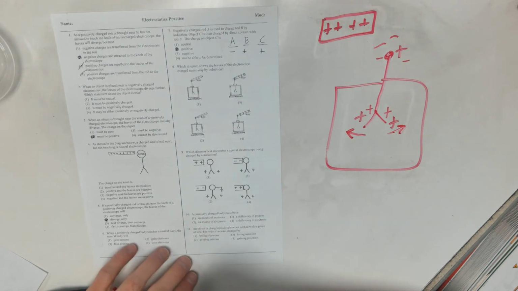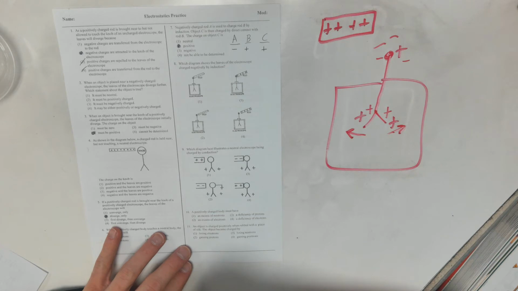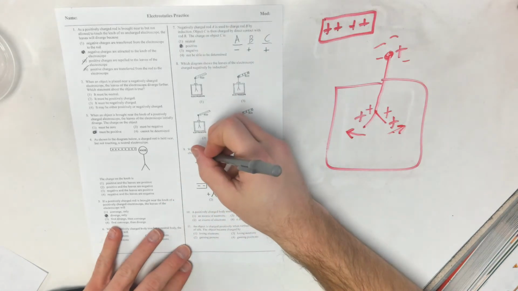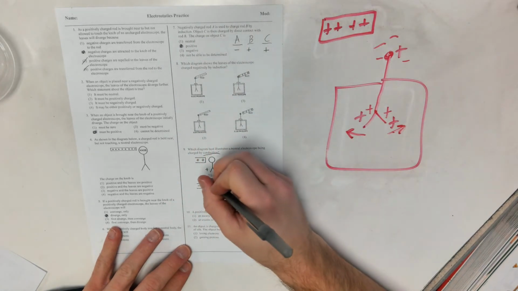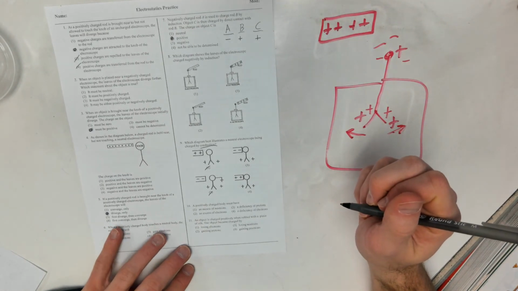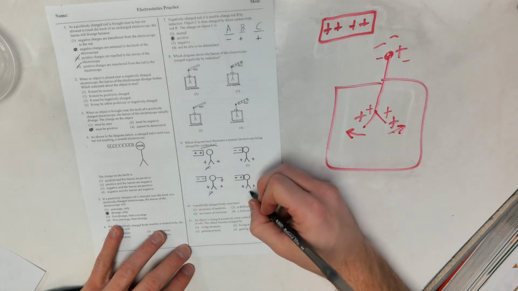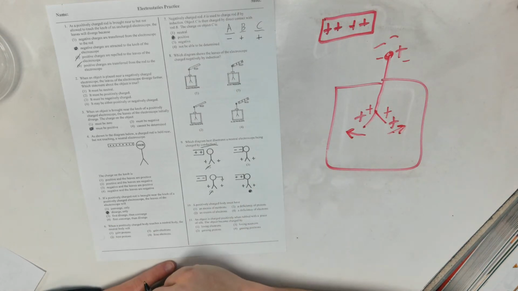Question 9. Which diagram below best illustrates a neutral electroscope being charged by conduction? Conduction needs contact, so these two are out. And when you charge by conduction, you have the same sign. So this is positive and the electroscope is positive. So it's choice 4 because they're both positive and there's contact.